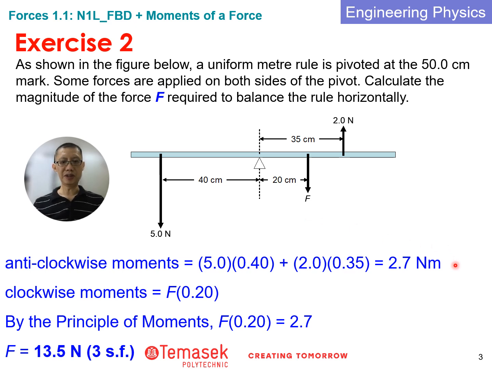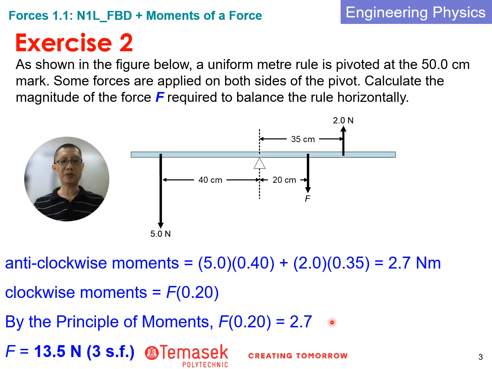The anti-clockwise moment is equal to 5 Newton times 0.40 meter plus 2 Newton times 0.35 meter, giving a total of 2.7 Newton meter. The clockwise moment is the force F acting at a distance of 0.20 meter, giving the expression F times 0.20. Using the principle of moments, where the anti-clockwise moment is equal to the clockwise moment, F times 0.20 is equal to 2.7 Newton meter.